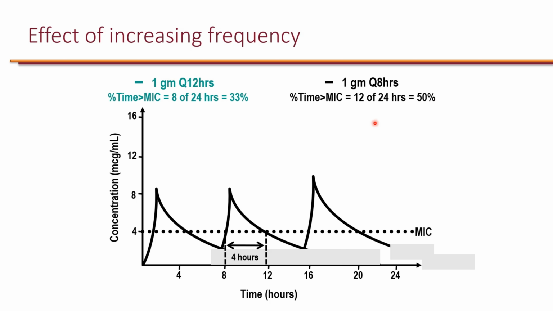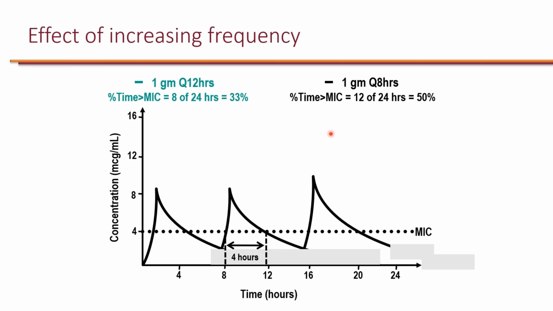So essentially, by giving 1 gram every 8 hours, we achieve the same 50% time above MIC as doubling the dose. So from a pharmacodynamic standpoint, it's equivalent. The advantage of increasing the frequency instead of doubling the dose is that overall throughout the day you give less of the drug.